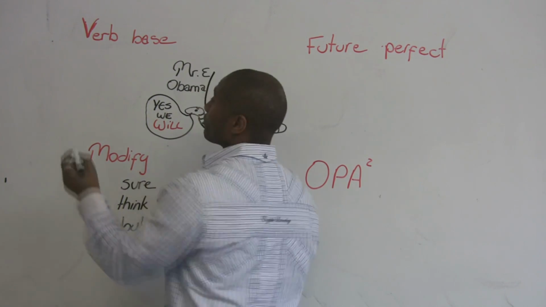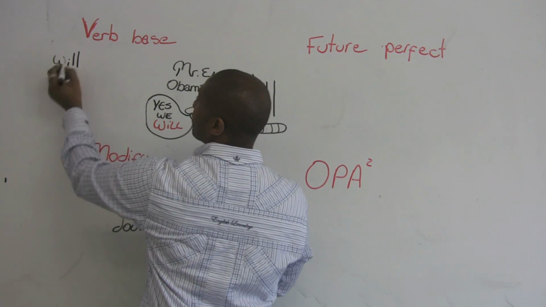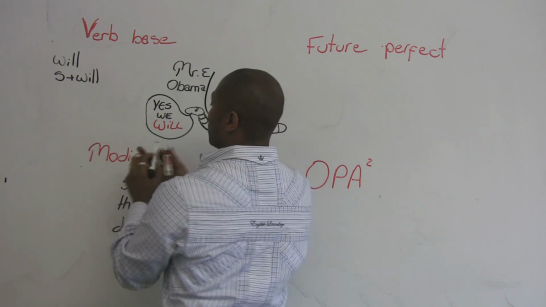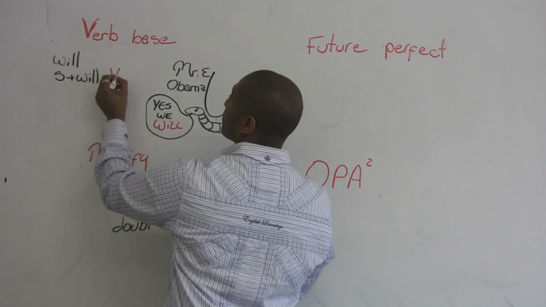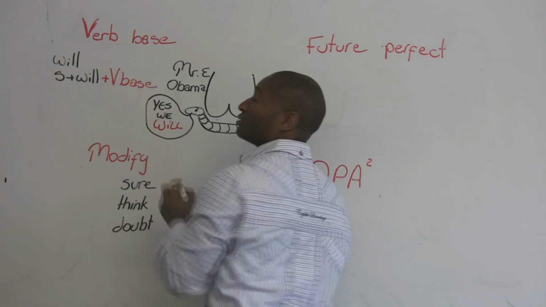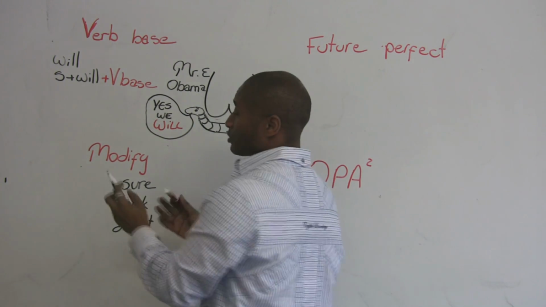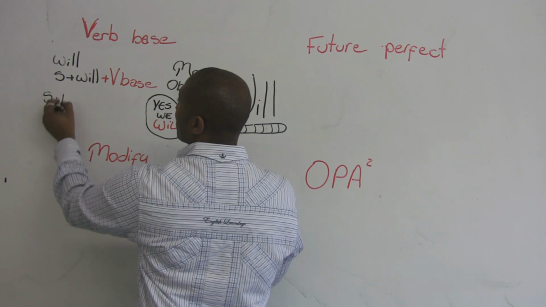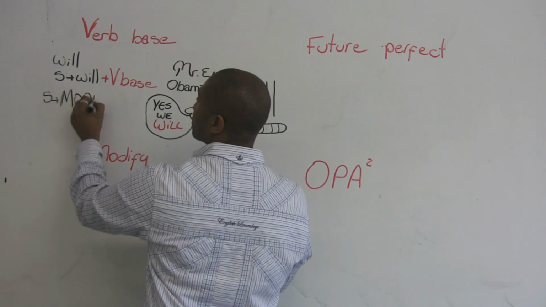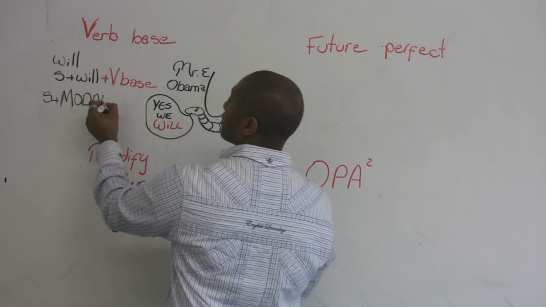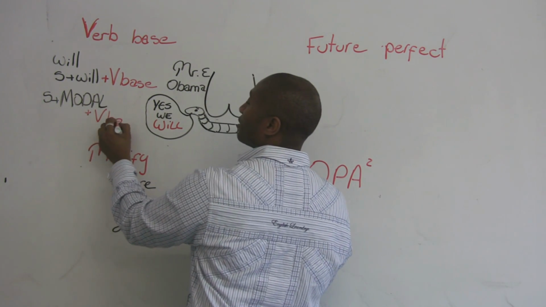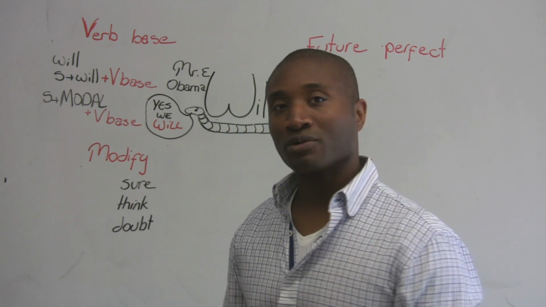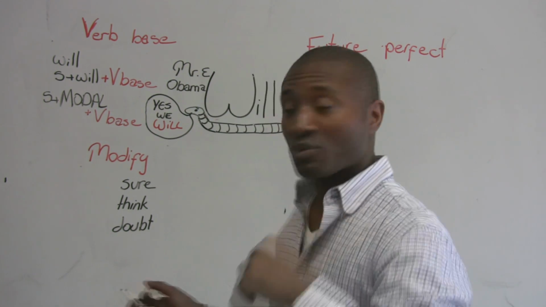So when we did future with will, we did subject plus will, plus verb base. Now when we do the modal, we'll do the same thing. We'll put subject plus modal, plus verb in the base. So you were using will to show us how to do modals. And that's the first thing. The structure is similar. That's why we're using this one.